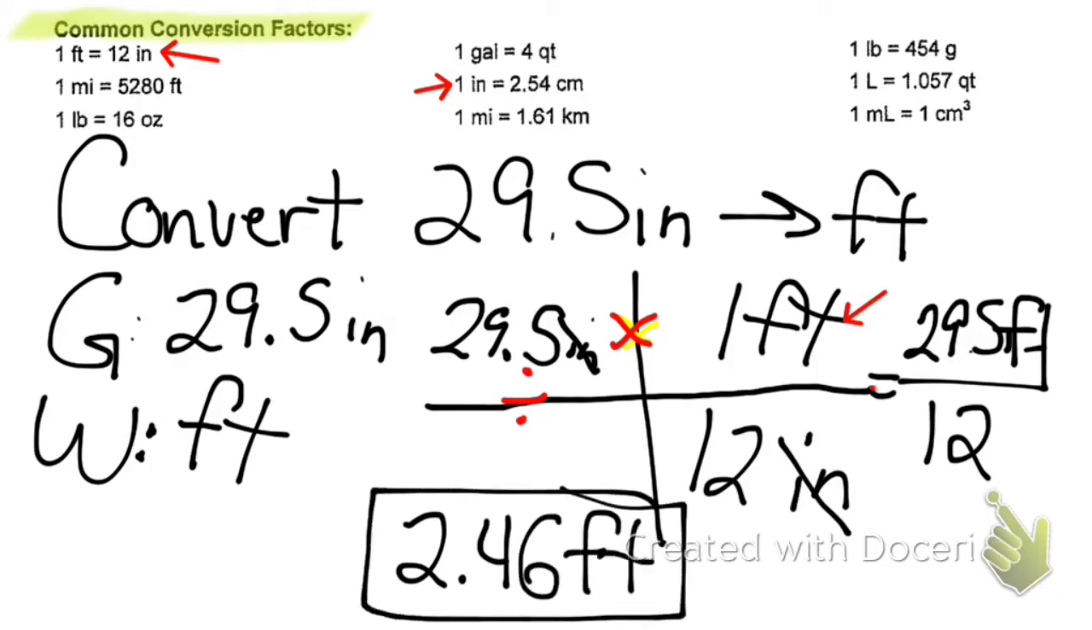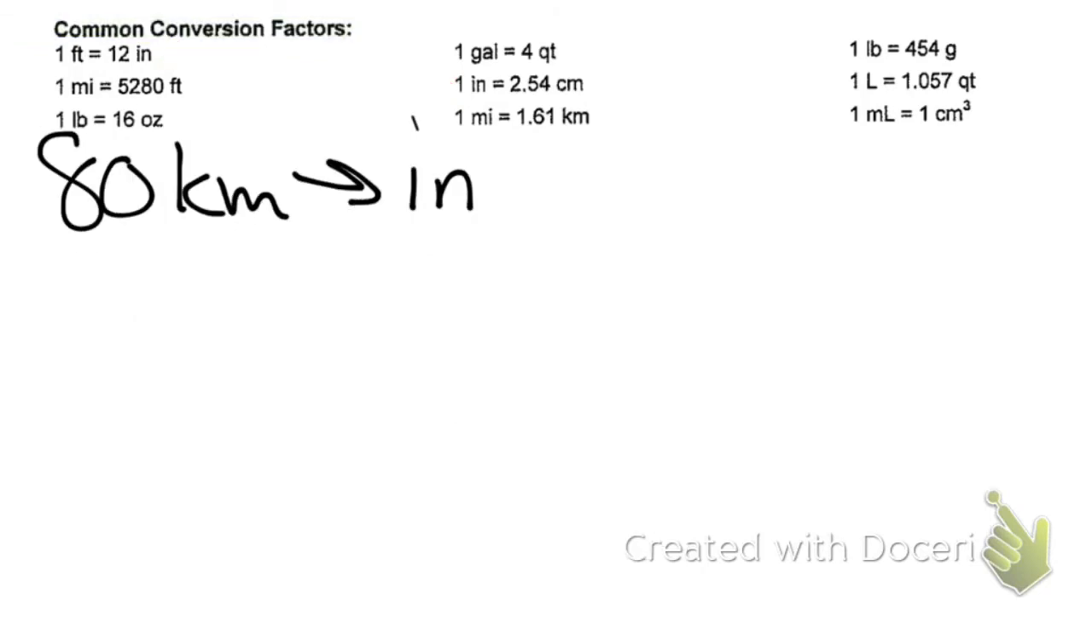So if I have 29.5 inches, it would be the same as 2.46 feet. And we should know that two feet is 24 inches and 3 feet is 36 inches. So it's got to be somewhere between those, so that makes sense.